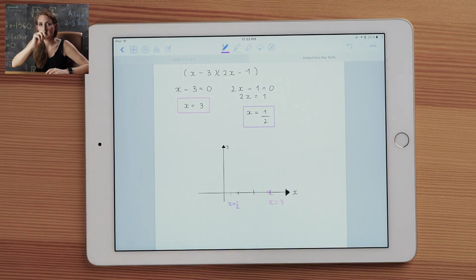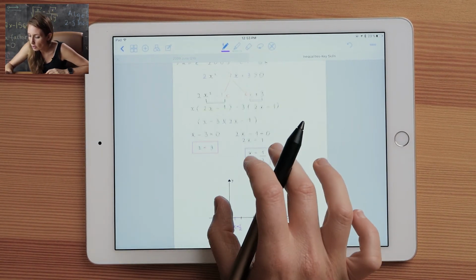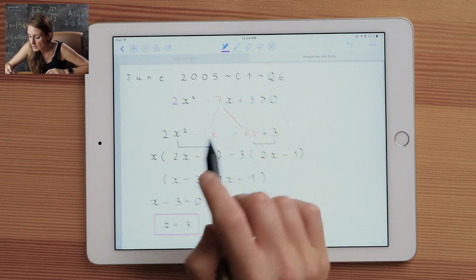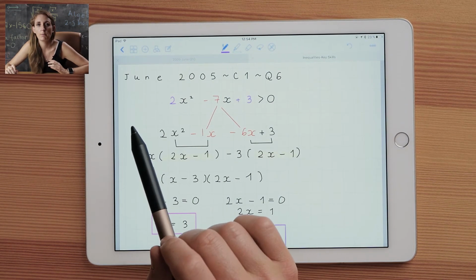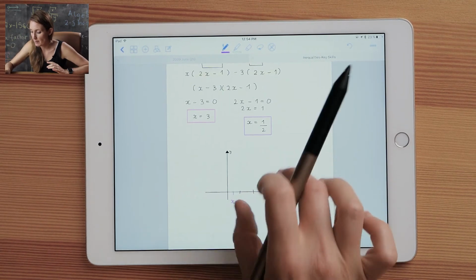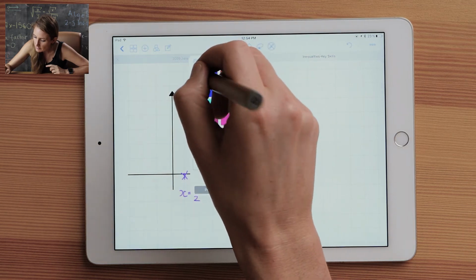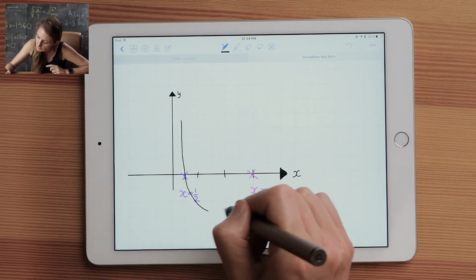In order to know if it's a happy face or a sad face shape, you need to go back and look at what's in front of the x squared. So in front of the x squared, we had a positive 2. So our shape is going to be the happy shape, the smiley face. So here we go. We're going to just draw a rough smiley face.